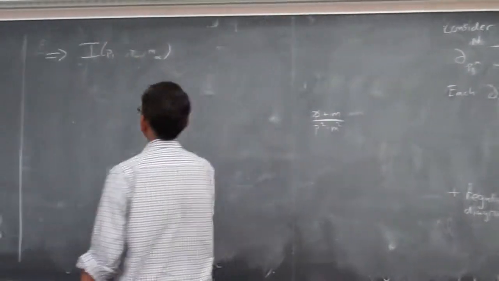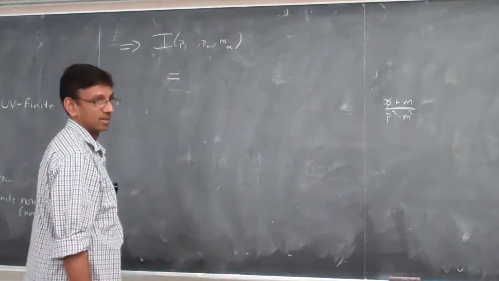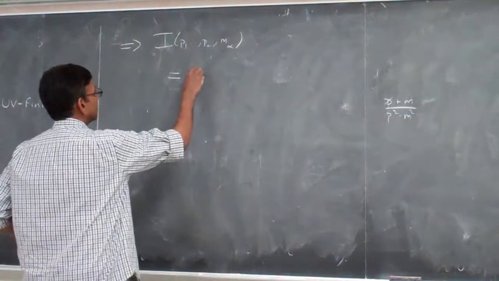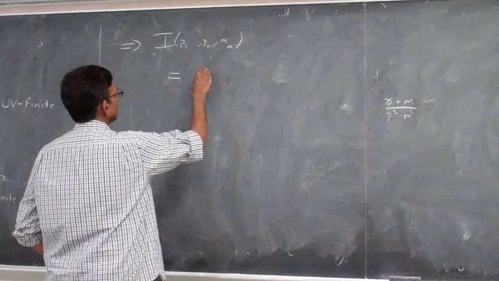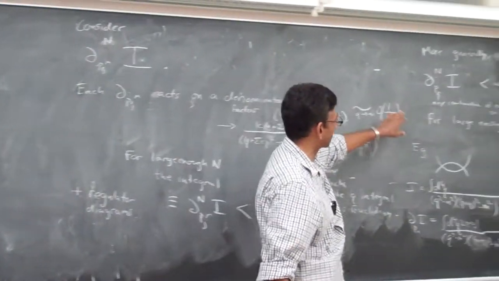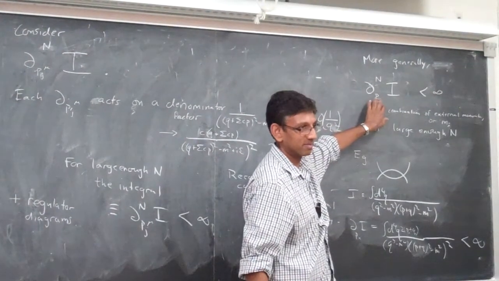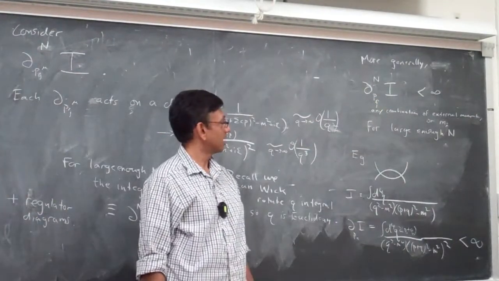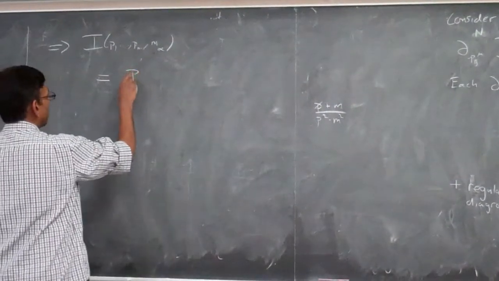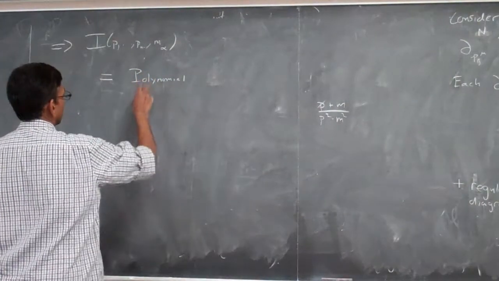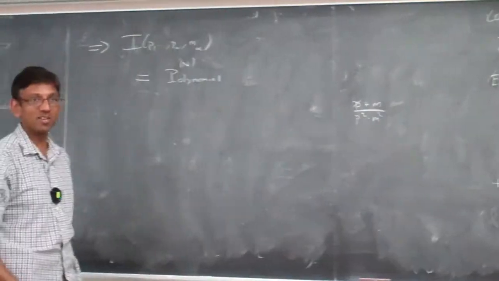So that implies that just by integrating n times, this is equal to something which is, well, if I integrate n times in every conceivable way with respect to these variables, p1 up to pn minus 1 and alpha, I integrate in all possible ways n times, then all I can get is a polynomial of, say, degree n, whatever that n was.